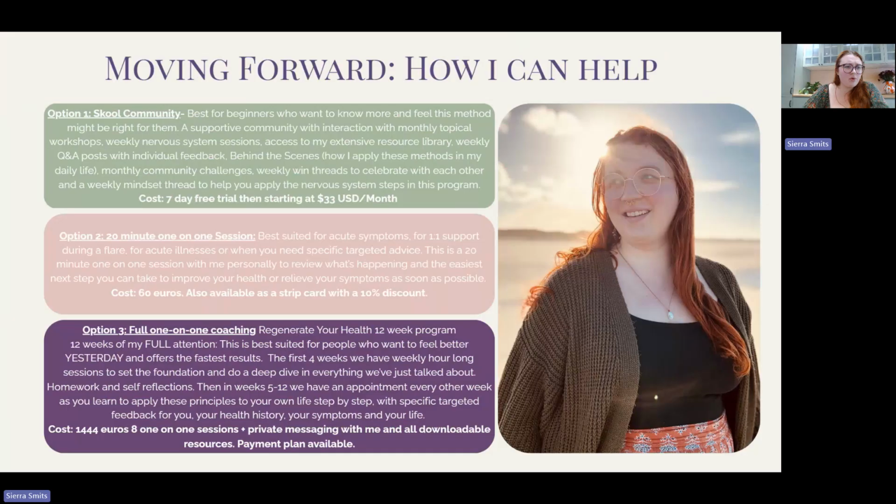So option 2 is a 20-minute one-on-one session. These are best suited for acute symptoms, for one-on-one support during a flare, or for acute illnesses when you need specific targeted advice. This is a 20-minute one-on-one session with me personally to review what's happening and what's the easiest next step you can take to improve your health or relieve your symptoms as soon as possible. It is worth noting this is one symptom and it's very targeted. I can't do your whole health history in 20 minutes. I wish I could, but that's what option 3 is for.